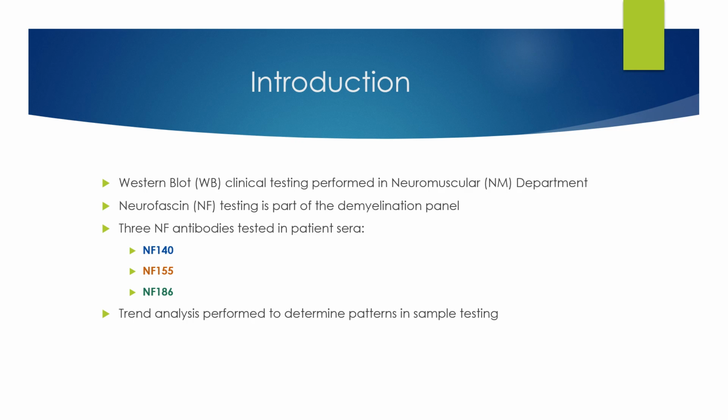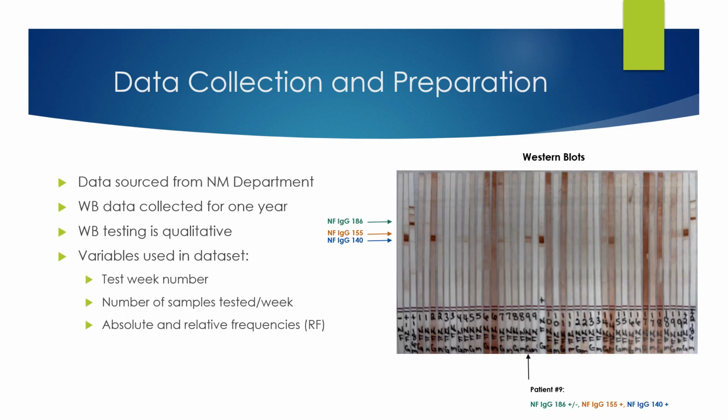One set of markers that I test that show the most positive results are anti-neurofascin antibodies. There are 3 anti-neurofascin antibodies I test for in patient sera: Neurofascin 140, Neurofascin 155, and Neurofascin 186. My trend analysis looks at these 3 antibody types.